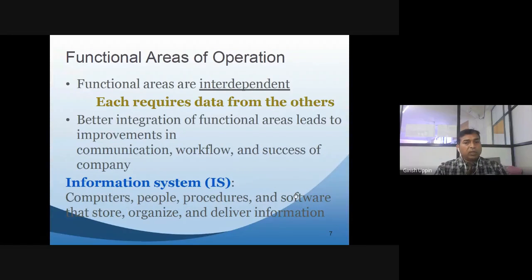So for that, we need an information system. Information system: computers, people, procedures, and the software that store, organize, and deliver the information. That is nothing but the ERP software.